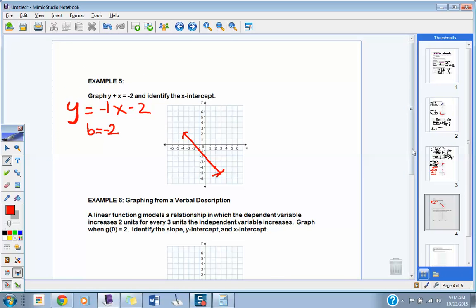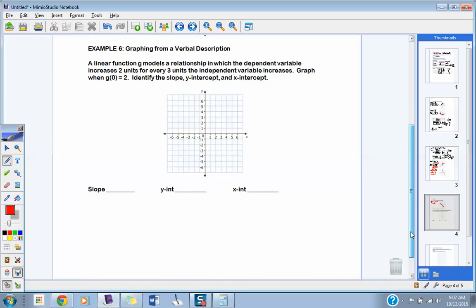Well, let's look at example 6. This is a pretty important problem. Pretty important problem. This is graphing from a verbal description. I like this problem a lot.